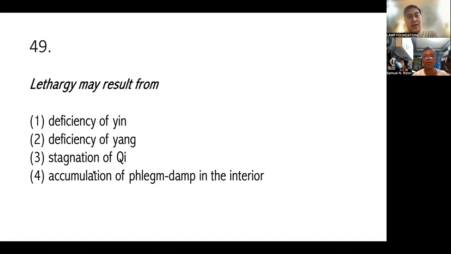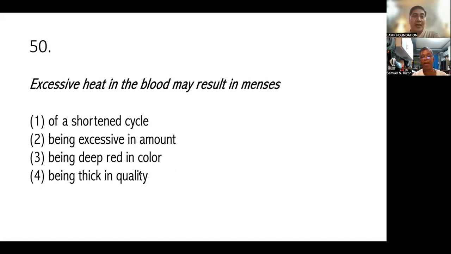And why did you answer yang deficiency? Kasi pag yung deficient, parang wala ka rin. Para mo na rin sinabi may chi deficiency. Walang limit ang katawan. Okay. Parang ganun. So 2 and 4. Do you agree, Dr. Sam? Yes, Doc. Okay po yan. Okay. Number 50.